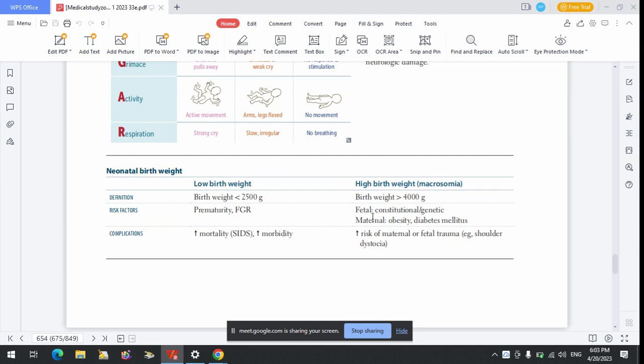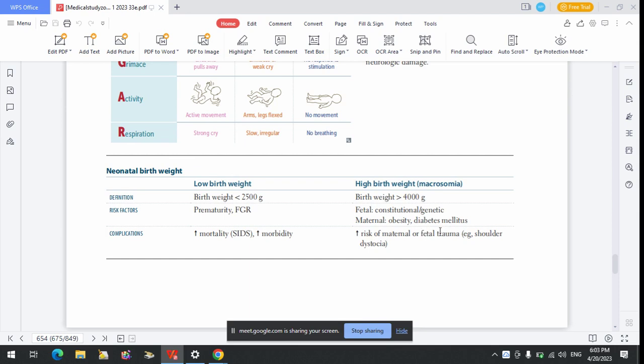High birth weight can be fetal or maternal. It can be constitutional, that's the way they are in the family. The mother and the father, they are very big, so there's a high chance of the baby also being big. It can be genetic or constitutional. If the mother is obese, there's a high chance of that baby also being obese. If the mother is diabetic, there's a high chance of the baby being big.